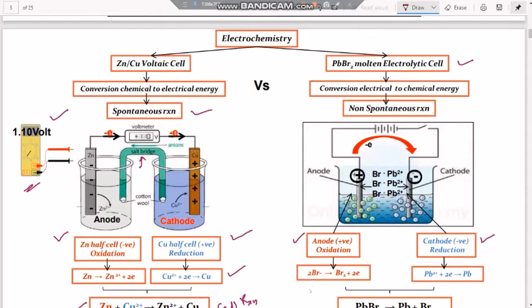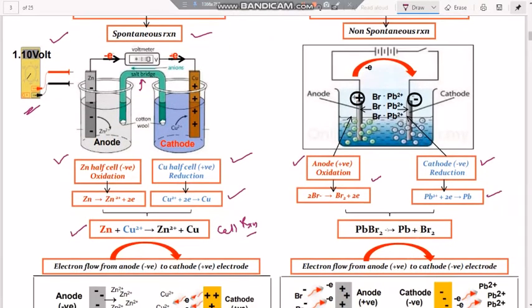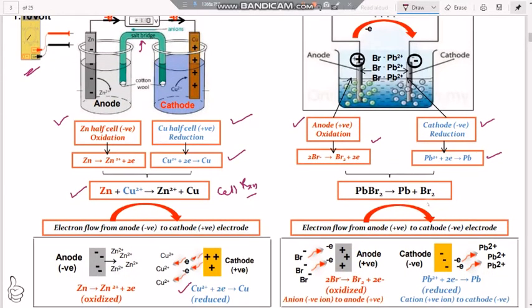Whereas the bromide ions will lose electrons at the anode, undergoing oxidation, and lead ions Pb2+ will receive electrons and convert into lead. That means lead will get deposited at the cathode in this electrolytic cell. So PbBr2 gives rise to Pb plus Br2. That means bromine is generated and lead is prepared from this. That means we can prepare metals and non-metals from these cells, that is, electrolytic cells.